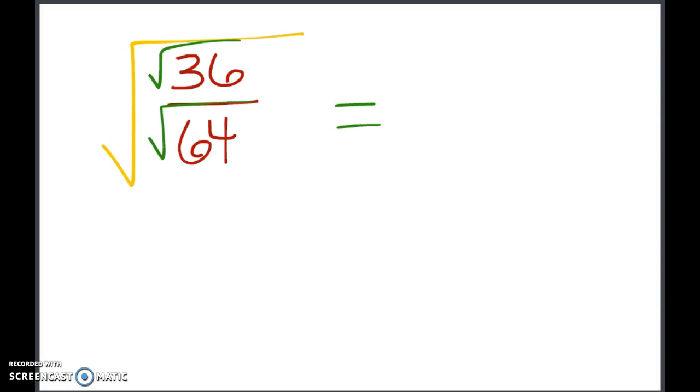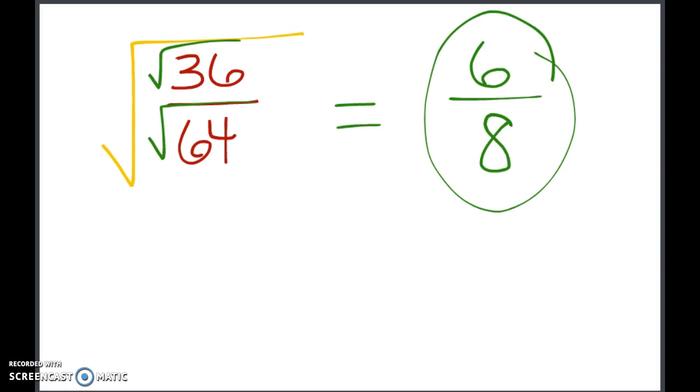Okay, so if I think, what's the square root of 36? What times what is 36? Well, that would be 6. Okay, on the bottom, what's the square root of 64? What times what is 64? And it would be 8. So my answer, the square root of 36 over 64, is 6/8.